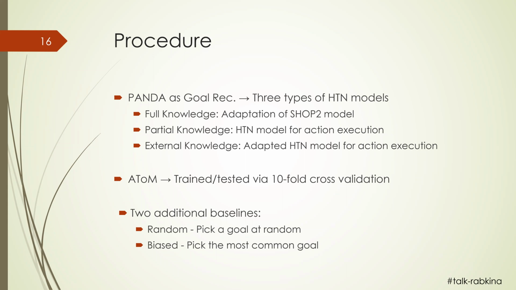Atom was trained and tested using tenfold cross-validation because it needs to learn the models. So we took a subset for training and then tested on the other examples, and then the next fold, take the next subset, et cetera. And just to keep ourselves honest, we also had 2 random baselines, one that's purely random and the other one that always just picks the goal that is most common within the data set.